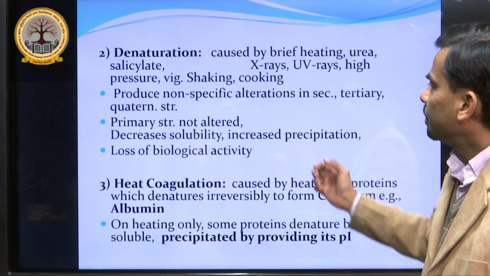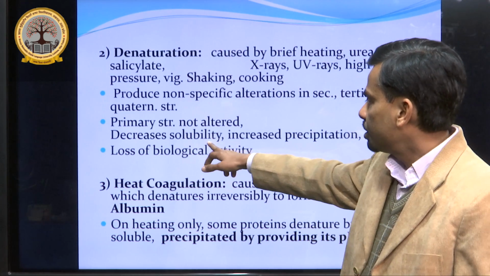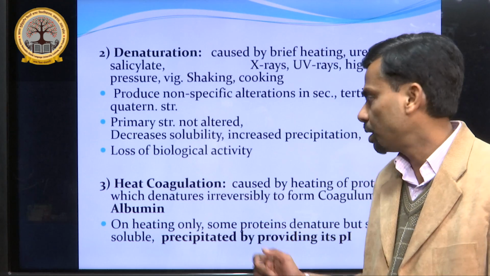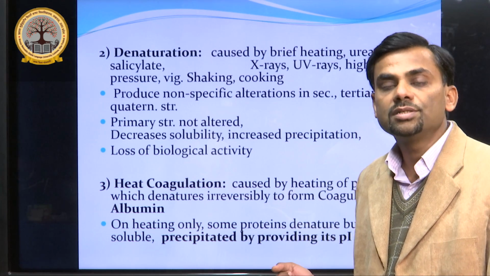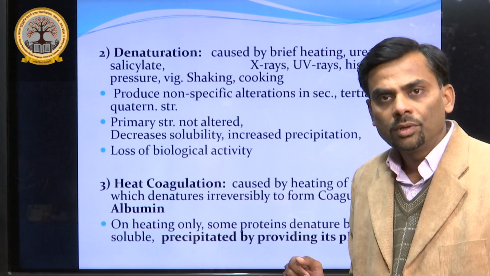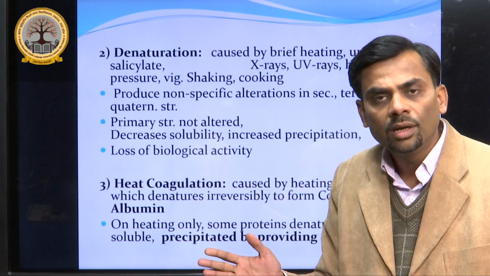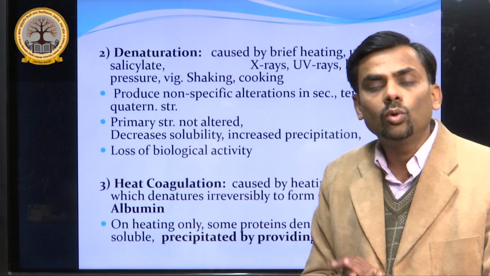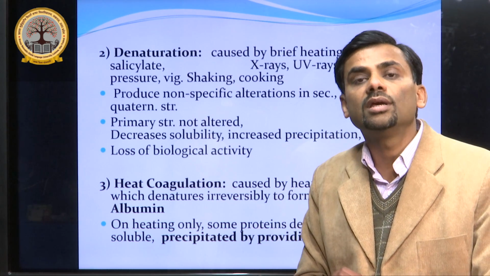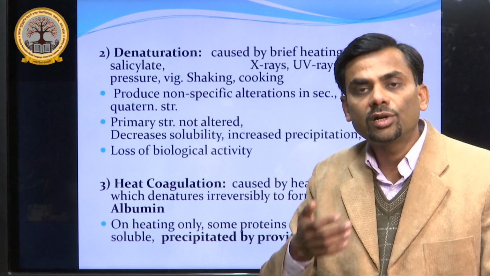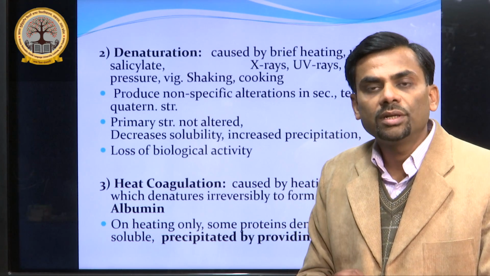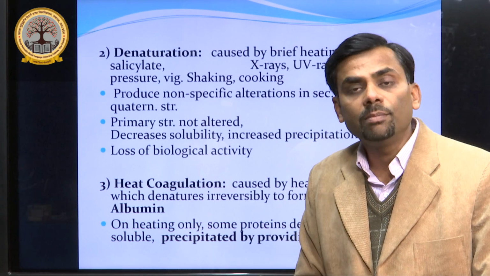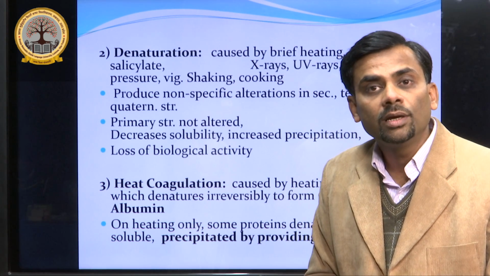So in the case of denaturation, it decreases solubility and increases precipitation, but there is a loss of biological activity. The last chemical property is heat coagulation. Albumin is easily coagulated in comparison to globulin. When you apply heat to albumin, it is easily denatured. There is no need of the isoelectric point for denaturing or for precipitation. But globulins can't be denatured by only applying heat.